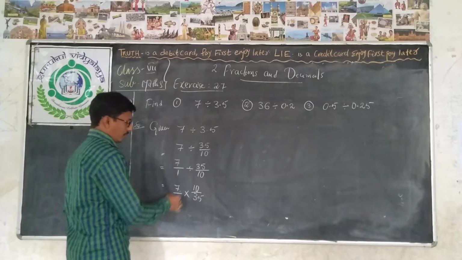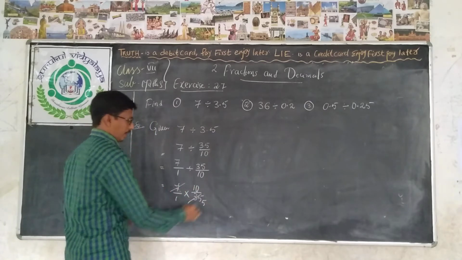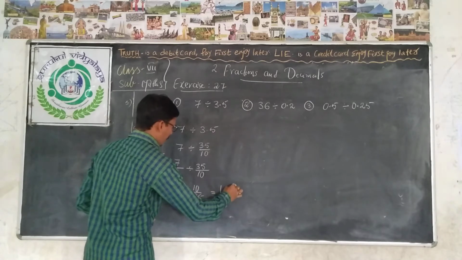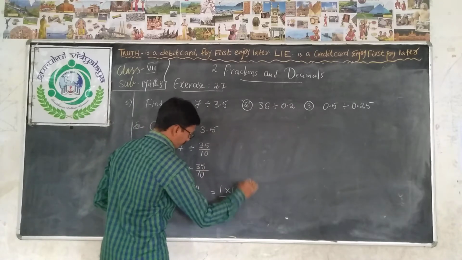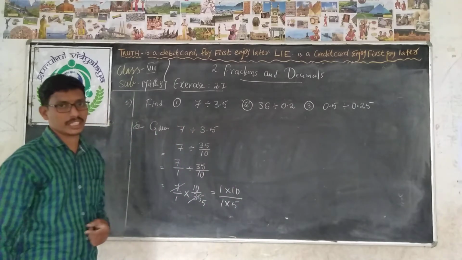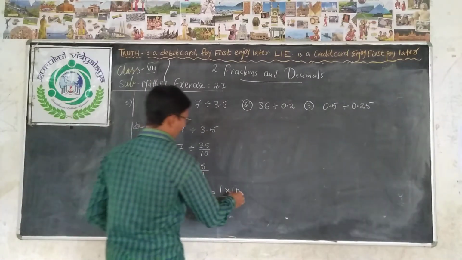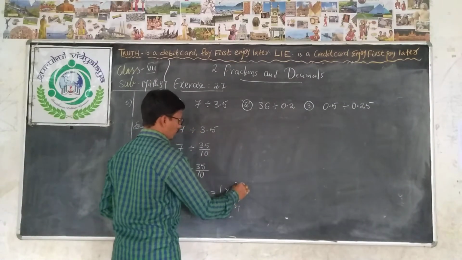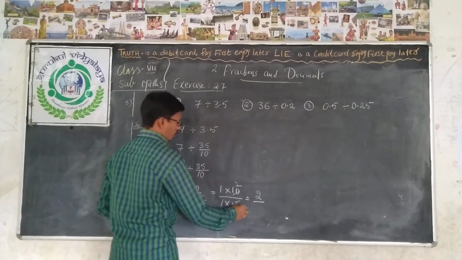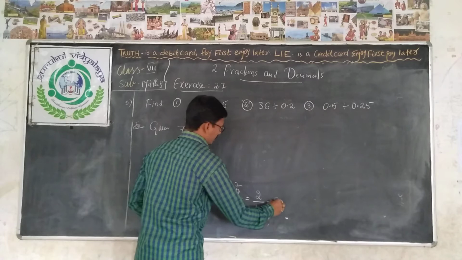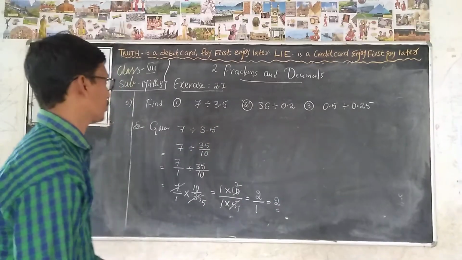See children now. 7 and 35 cancel. How many times? 7 fives are 35, so one time. So 1 into 10 by 1 into 5. Again, is any cancellation there? Yes, both the numerator and denominator will be cancelled. 10 and 5, 2 times. So 1 into 2, 2 by 1 into 1, 1. What is the answer of 2 by 1? 2 by 1 is 2. Like that we can solve this problem.